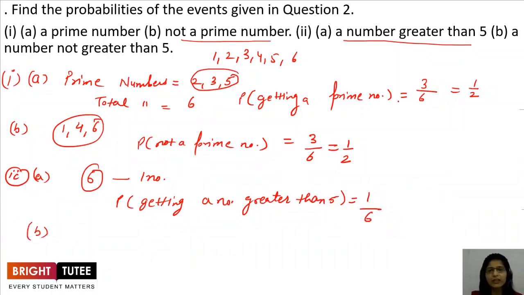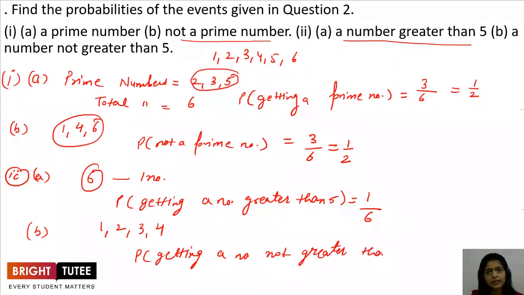In B part, we have to answer a number not greater than 5. So how many numbers are there which are not greater than 5? We have 1, 2, 3 and 4. So probability of getting a number not greater than 5. How many do we have here? Not greater than 5 means it should not be greater than 5, but it can be equal to. So we have 1, 2, 3, 4 and 5 is also included. So 5 divided by 6. This will give us the probability of a number not greater than 5.